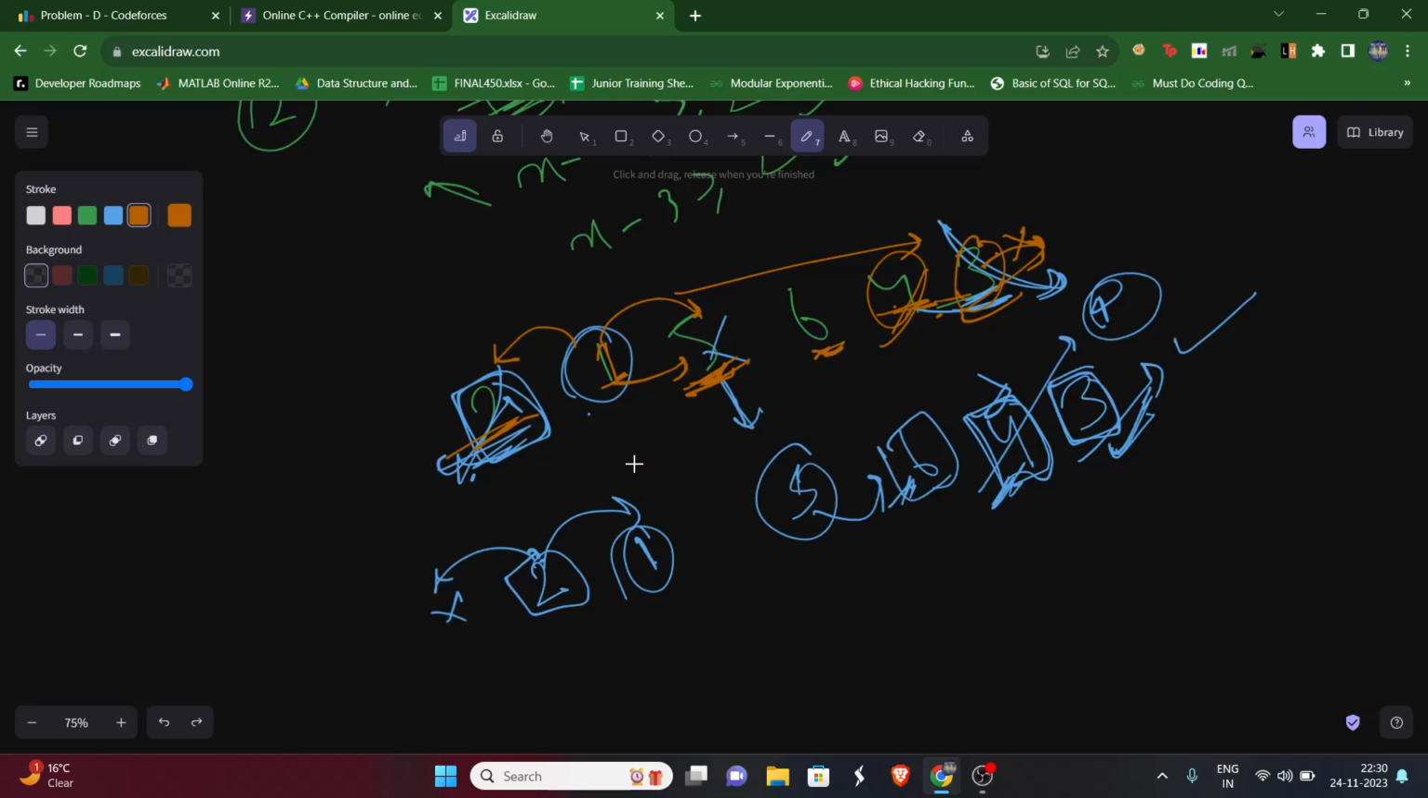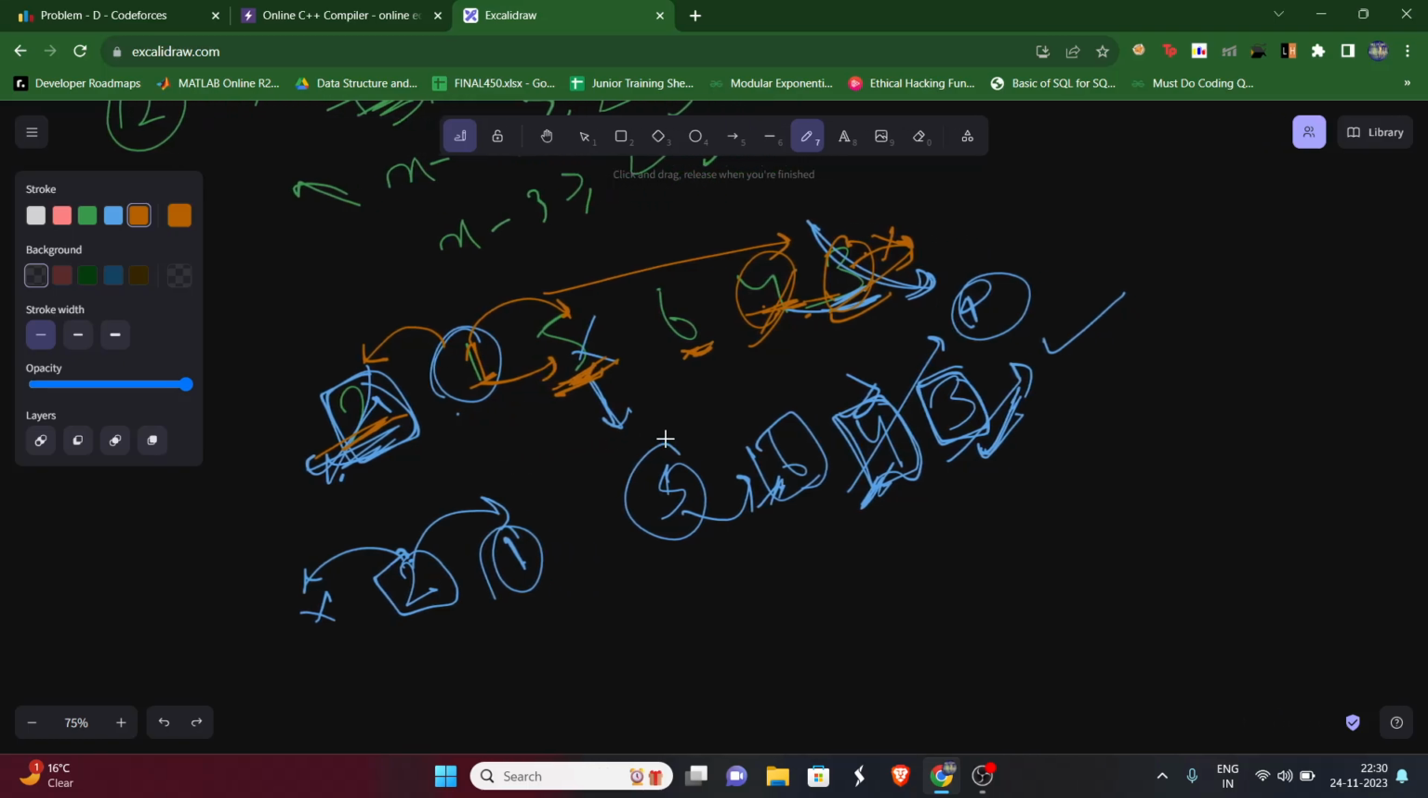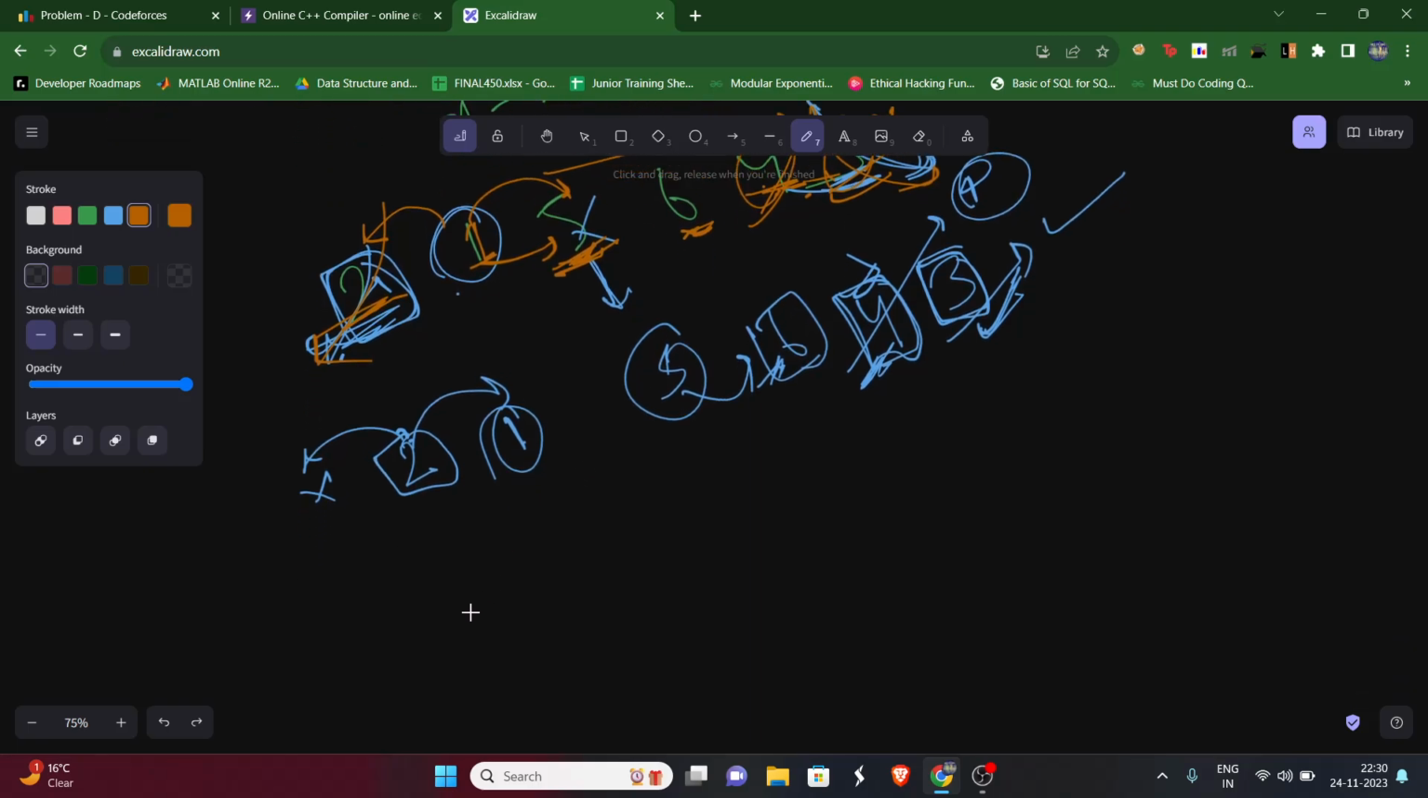So what I'm trying to give you an intuition of is that the last element can be in the worst position. Then what does that mean, the last element being in the worst position? So let's consider an example.